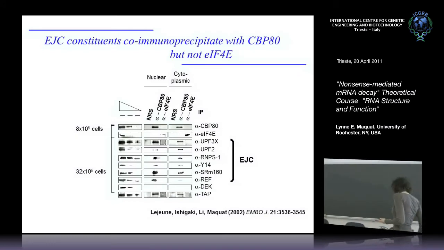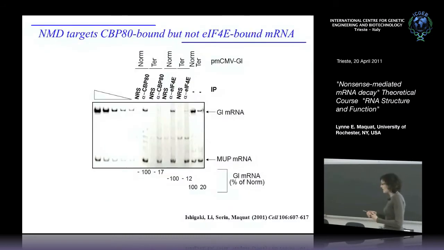translation occurs. The next is an RT-PCR analysis of the test transcript, which was globin, either PTC-free norm or PTC-containing TER, and our reference transcript, MUP, which is not expressed in the cells we are using. Before IP, you can see that the level of PTC-containing mRNA is 20% of normal. After a CBP80 IP, 17% of normal, and eIF4E IP, 12% of normal.